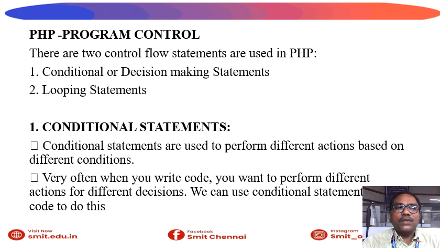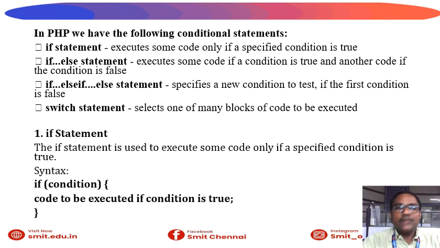Next we go on to what is called the PHP program control. There are two types of control flow statements used in PHP. First one is conditional or decision making statements. Second one is looping statements. First is the conditional statements. So they are used to perform different actions based upon different conditions. So now we'll see the various types of conditional statements. First one is if, else if, and switch statement.